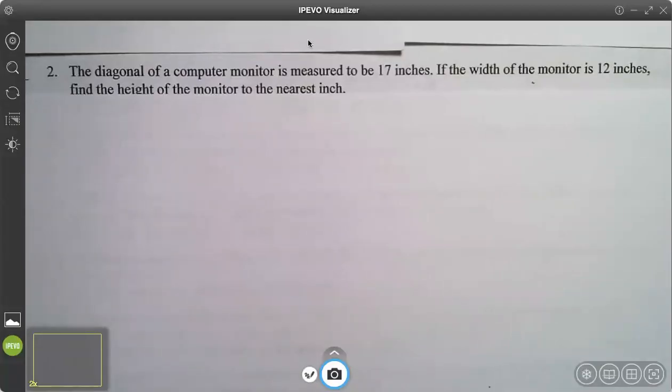This video is on solving word problems using the Pythagorean theorem. I'll use this first one as an example. The diagonal of a computer monitor is measured to be 17 inches. If the width of the monitor is 12 inches, find the height of the monitor to the nearest inch. The first thing you should always do when doing a word problem like this is draw a picture. So let me do that first.